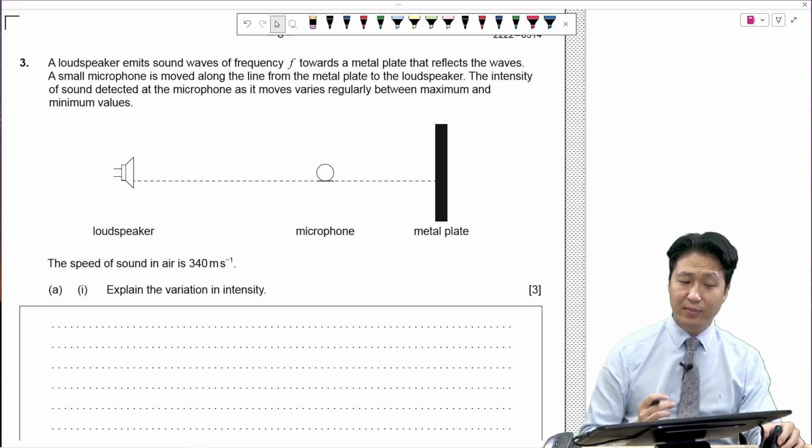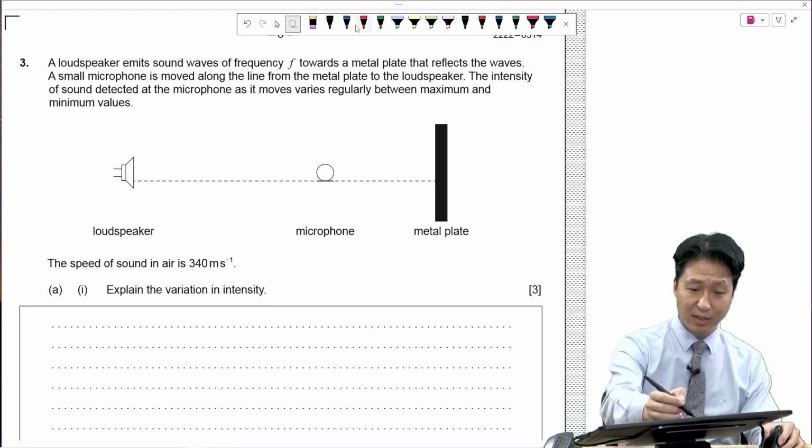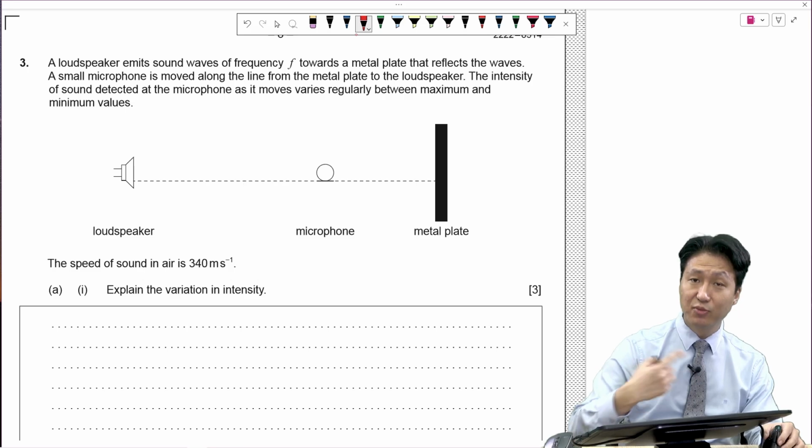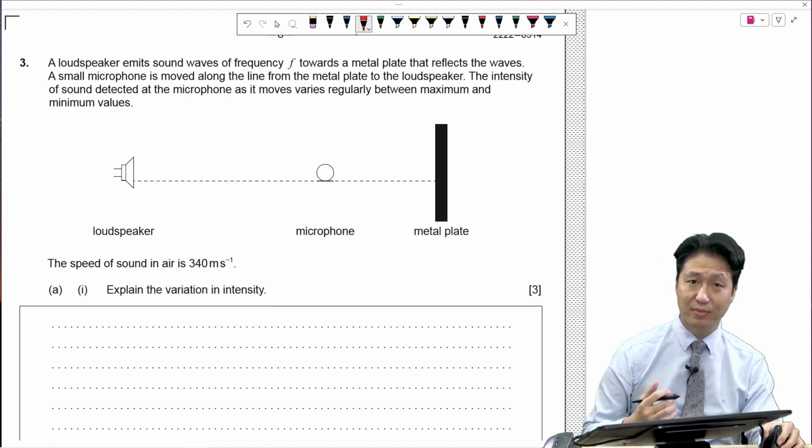For number three, a loudspeaker emits sound waves of frequency f towards a metal plate that reflects the waves, and then there's a small microphone here, and this microphone is moved along the line from the metal plate to the loudspeaker. The intensity of sound detected at the microphone as it moves varies regularly between maximum and minimum values. The speed of sound in air is 340 meters per second. Part A, number one, says explain the variation in intensity.